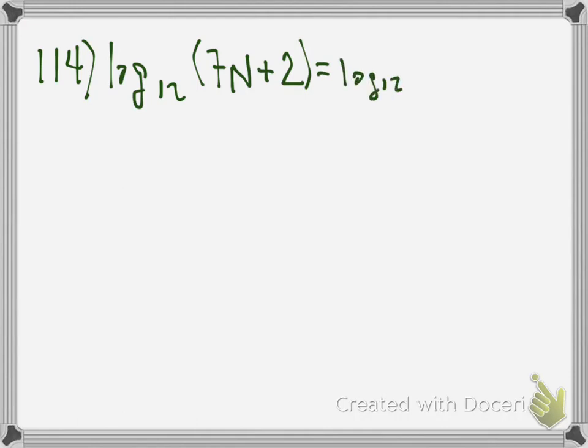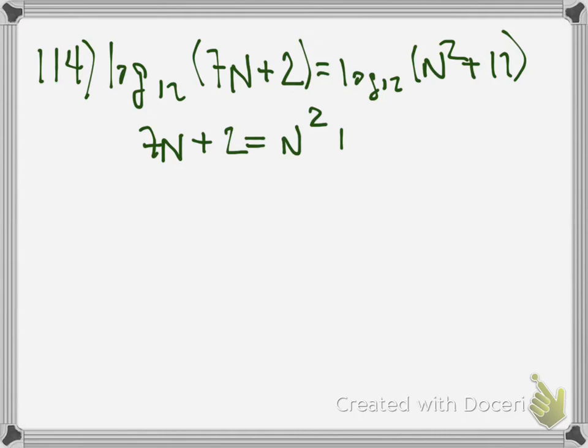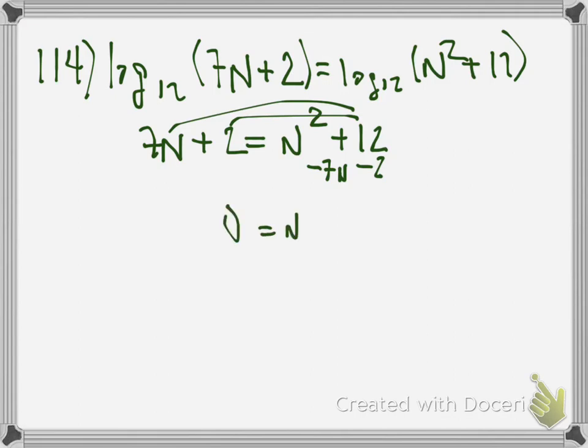Alright, so let's look at 114, shall we? And we have log 12. Remember, when you have the same base log, you can drop the logs if they're one on each side. So I can drop it and say 7n plus 2 is equal to n squared plus 12, which then becomes more of a quadratic equation. I can move the 7n and the 2 to the right because I always want the n squared to be positive. So that would leave me with n squared minus 7n plus 10 is equal to 0.